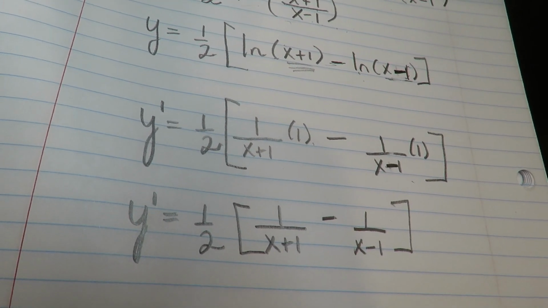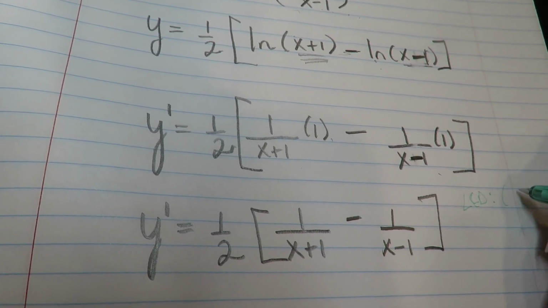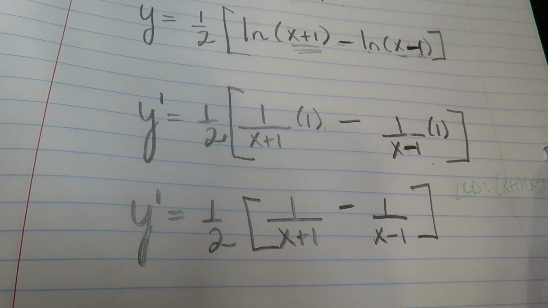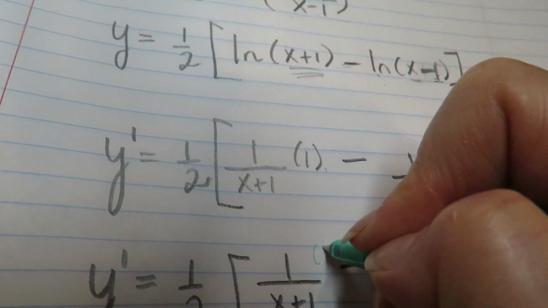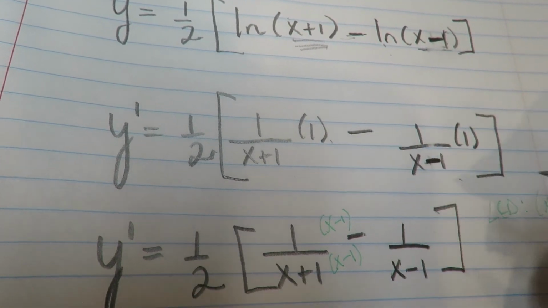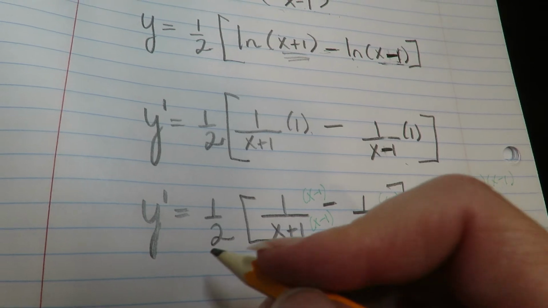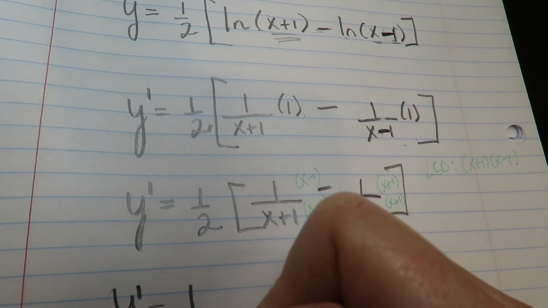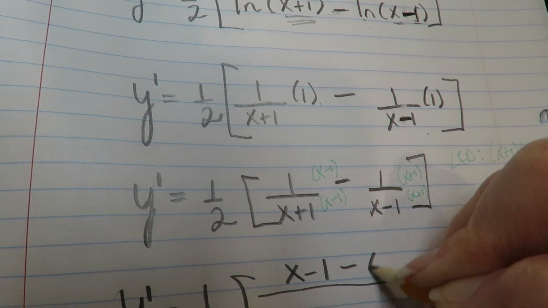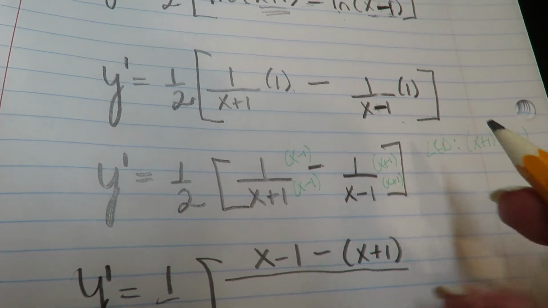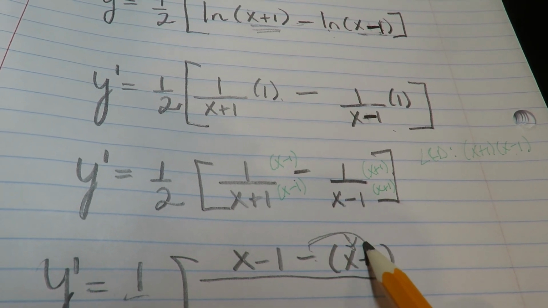Now I'm going to balance this. I'm just doing the LCD here. The LCD is x plus 1, x minus 1. That's all I'm doing here: I'm going to balance this. So I'm going to multiply by x minus 1 on this side, and x plus 1 on this side. Now you have to be careful because you're subtracting this guy, which means that this negative is going to have to go to both of these terms.